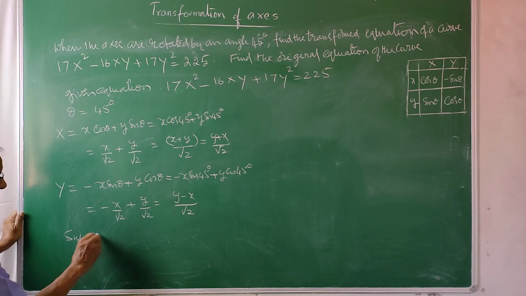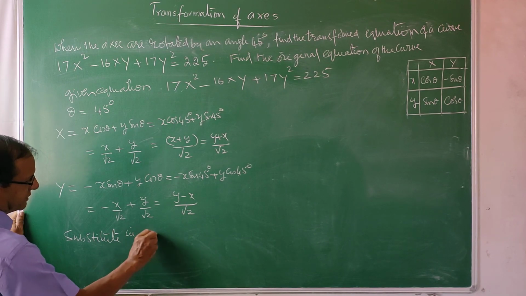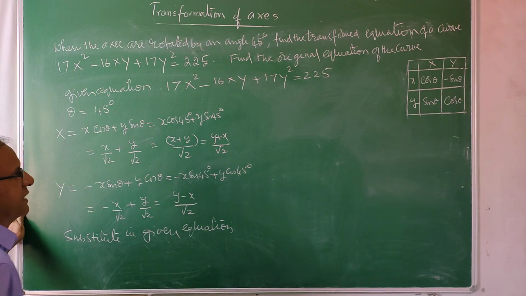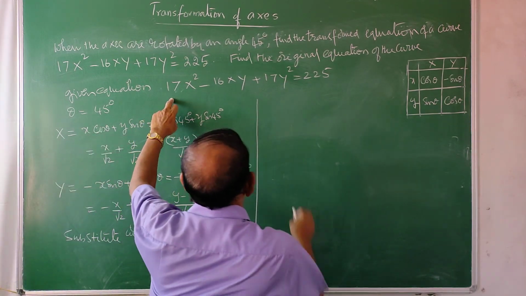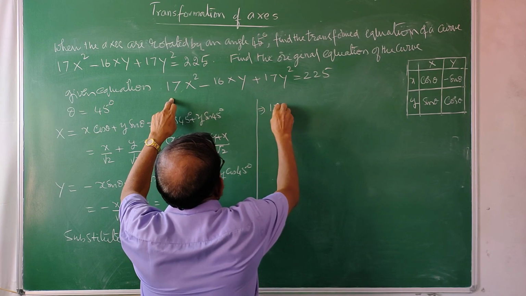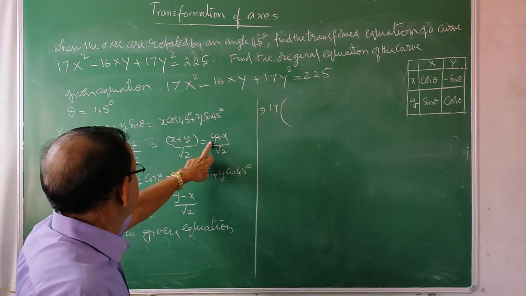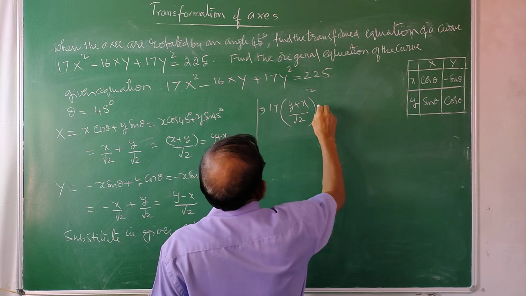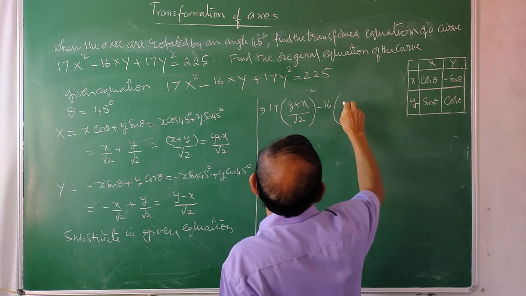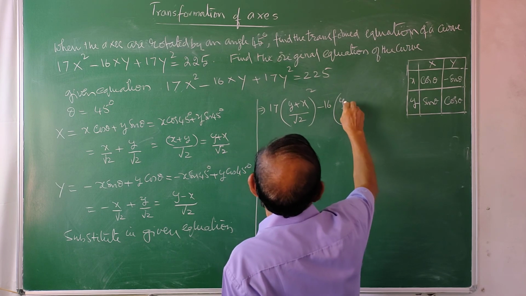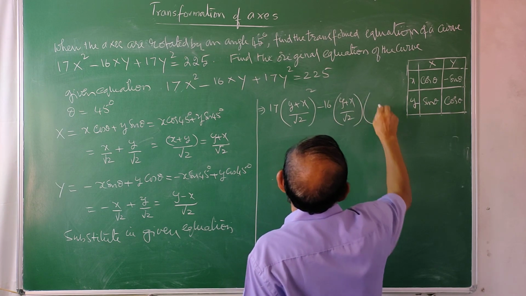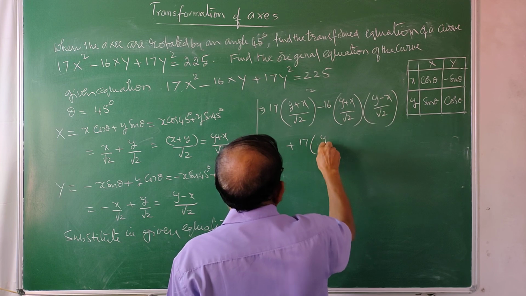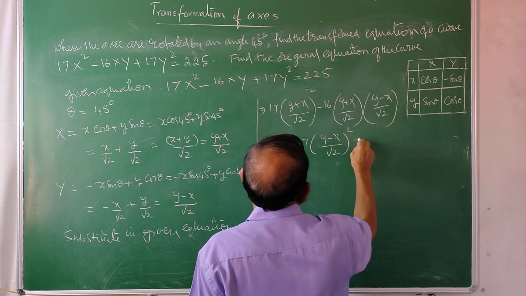Substitute in given equation. We will get 17 into x square, but x is y plus x by root 2, small letters, whole square, minus 16xy, x is y plus x by root 2 and y is y minus x by root 2, plus 17y square, that is y minus x by root 2 whole square is equal to 225.